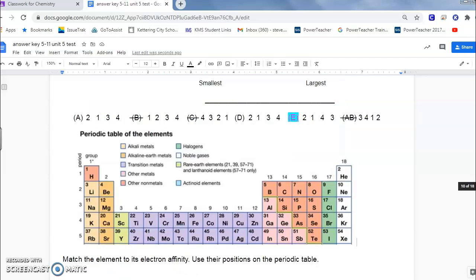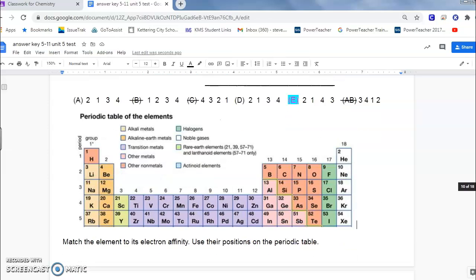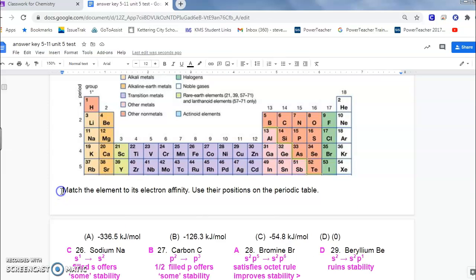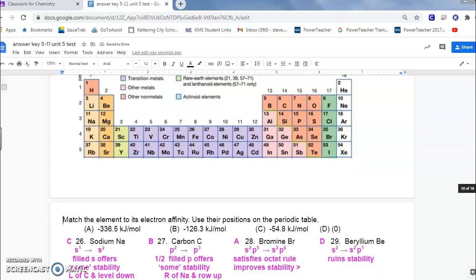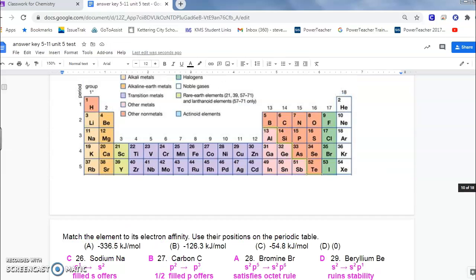All right, we continue on. Now we need to match the elements to their electronegativities, and we have to figure out who would have which of these numbers. First of all, looking at the elements, we have sodium, carbon, bromine, and beryllium. So we have bromine, we have sodium, we have carbon right here, and we have beryllium right there.